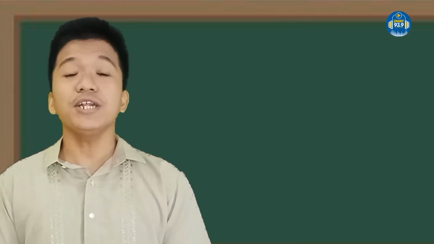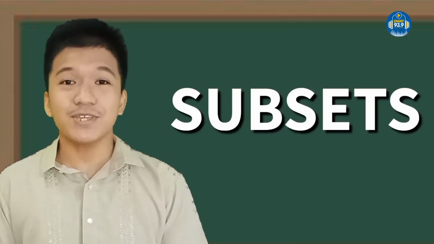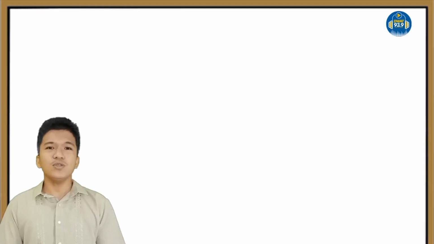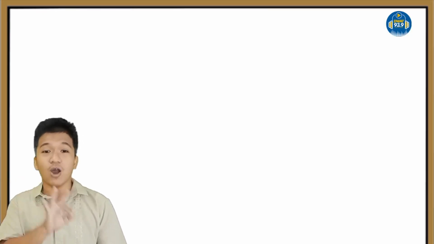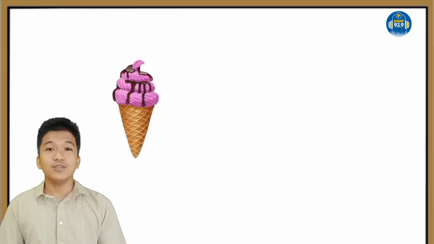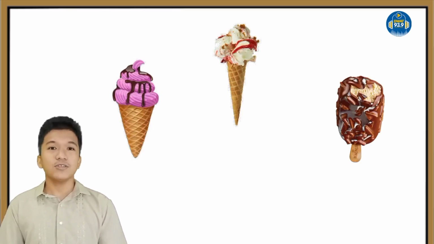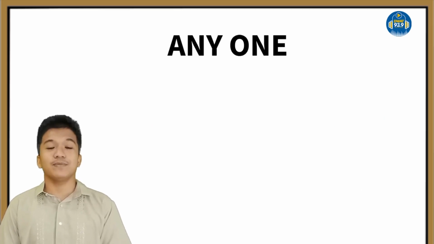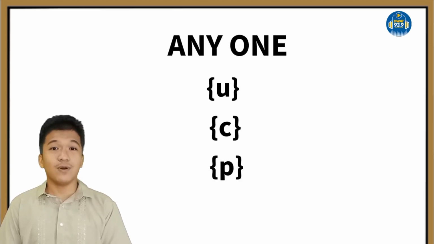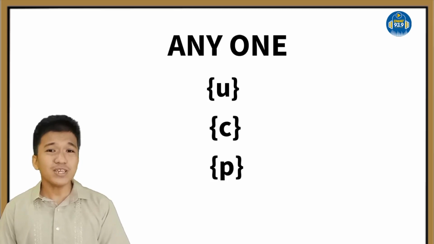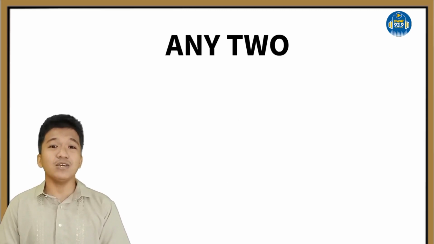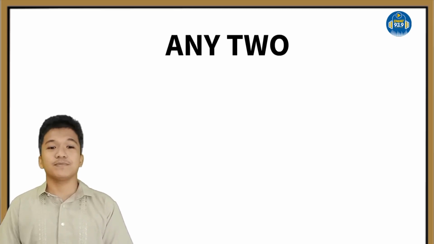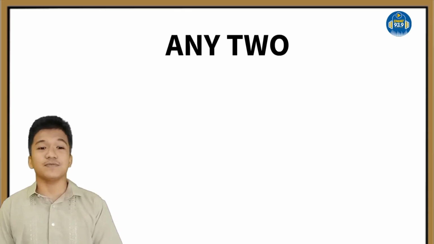At this point, we are now ready to discuss subsets. Suppose you want to buy an ice cream and you have 3 options to choose from: ube, cheese, and pinipig. Let's just denote them as U, C, and P. Let's say you can have only one ice cream at a time. It means you can have either ube, or cheese, or pinipig. That was simple. But what if you like having 2 ice creams at a time? What are the different possibilities?